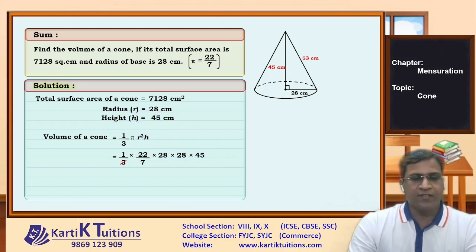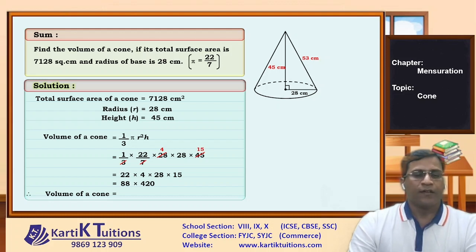See here, 3 ones are 3, 15s are 45, 7 ones are 7, 4s are 28. अभी अपने को सबको मल्टीप्लाई करना है, सबको यानी किसको? 22 into 4 into 28 into 15. Now when you do that, you get the answer as 88 into 420.